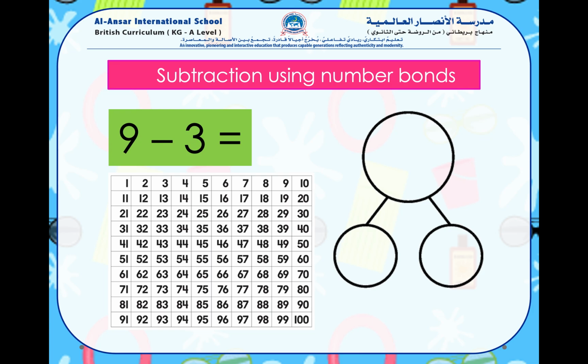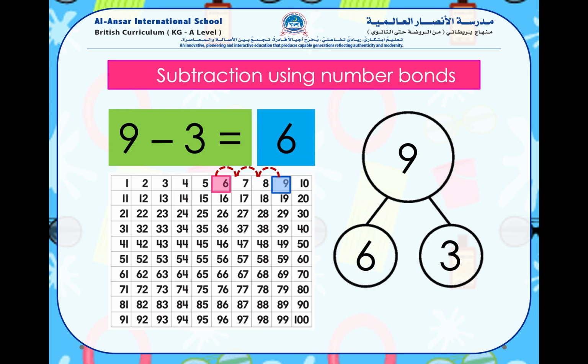Here we have 9 minus 3. So we can put the number 9 as our whole and 3 as one part of our bond. We can count backwards as well. 1, 2, 3. So 9 minus 3 equals 6. If you've got this answer, amazing. Well done.